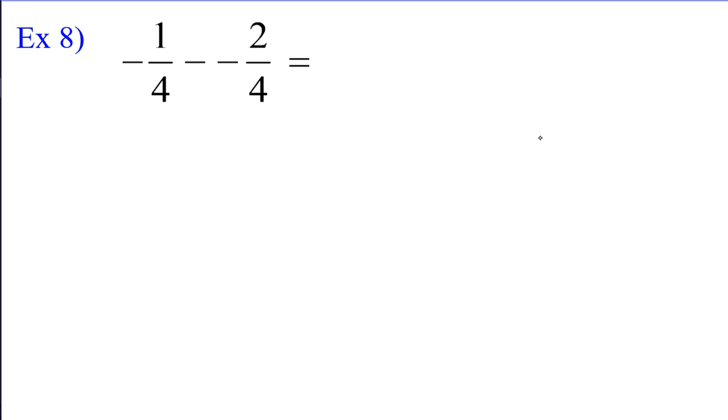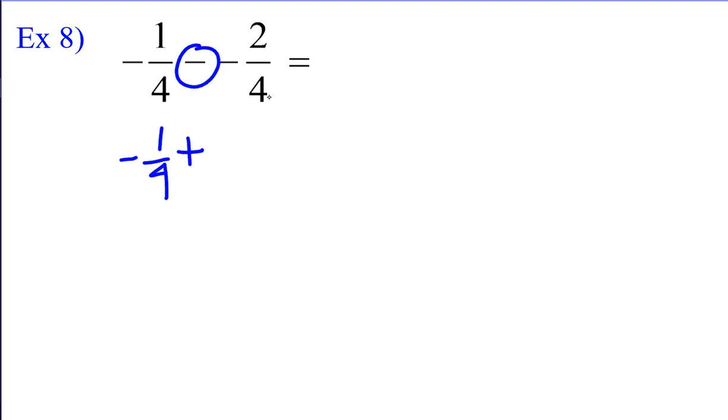I have one more scenario here, with all the different variables having negatives in different places. We're going to change this again to an addition problem. I have negative 1/4 minus negative 2/4. We keep the first number, which is negative 1/4, and we change the subtraction sign to an addition sign.